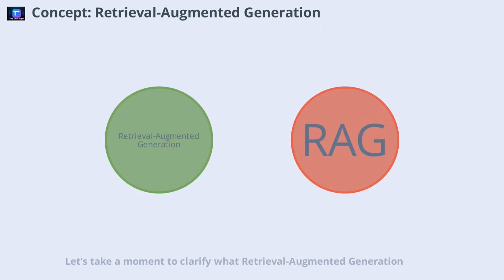Let's take a moment to clarify what Retrieval Augmented Generation, or RAG, actually means. RAG is an AI architecture that combines information retrieval with text generation. Instead of relying solely on pre-trained knowledge, the model retrieves relevant information from external sources and uses it to generate more accurate and context-aware responses. This approach is especially powerful for tasks that require up-to-date or domain-specific knowledge.